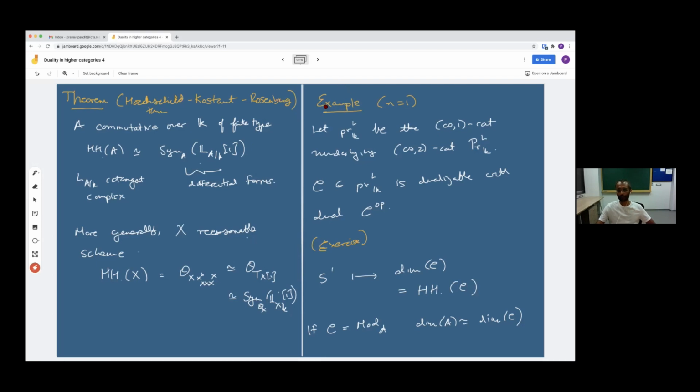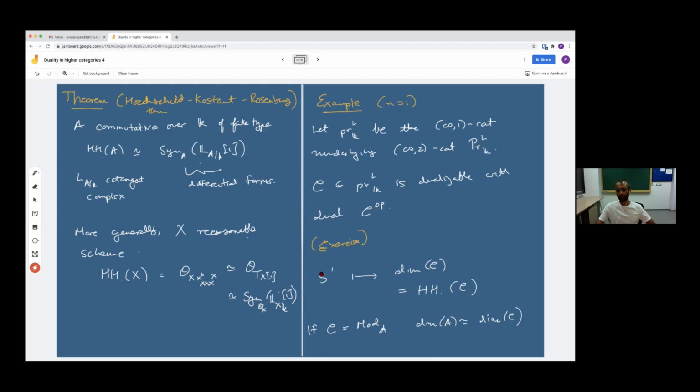So let me just comment on another example. You could also work with little PrL_K, which is the infinity 1 category underlying the big infinity 2 category PrL_K of presentable K-linear categories. And this is completely analogous to the case of algebras. You can show that any object C in little PrL_K is dualizable in the infinity 1 sense, and its dual is C op. That's an exercise.